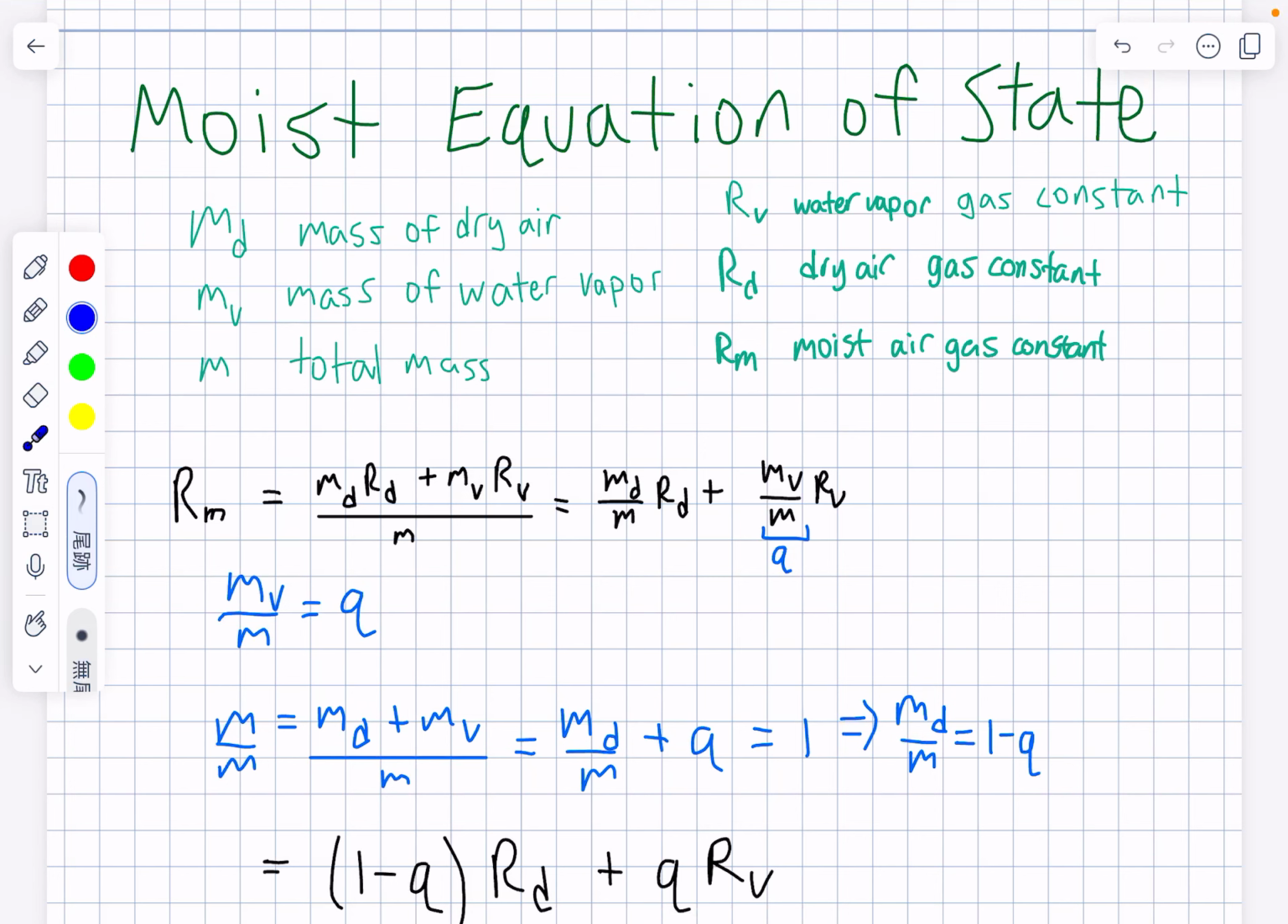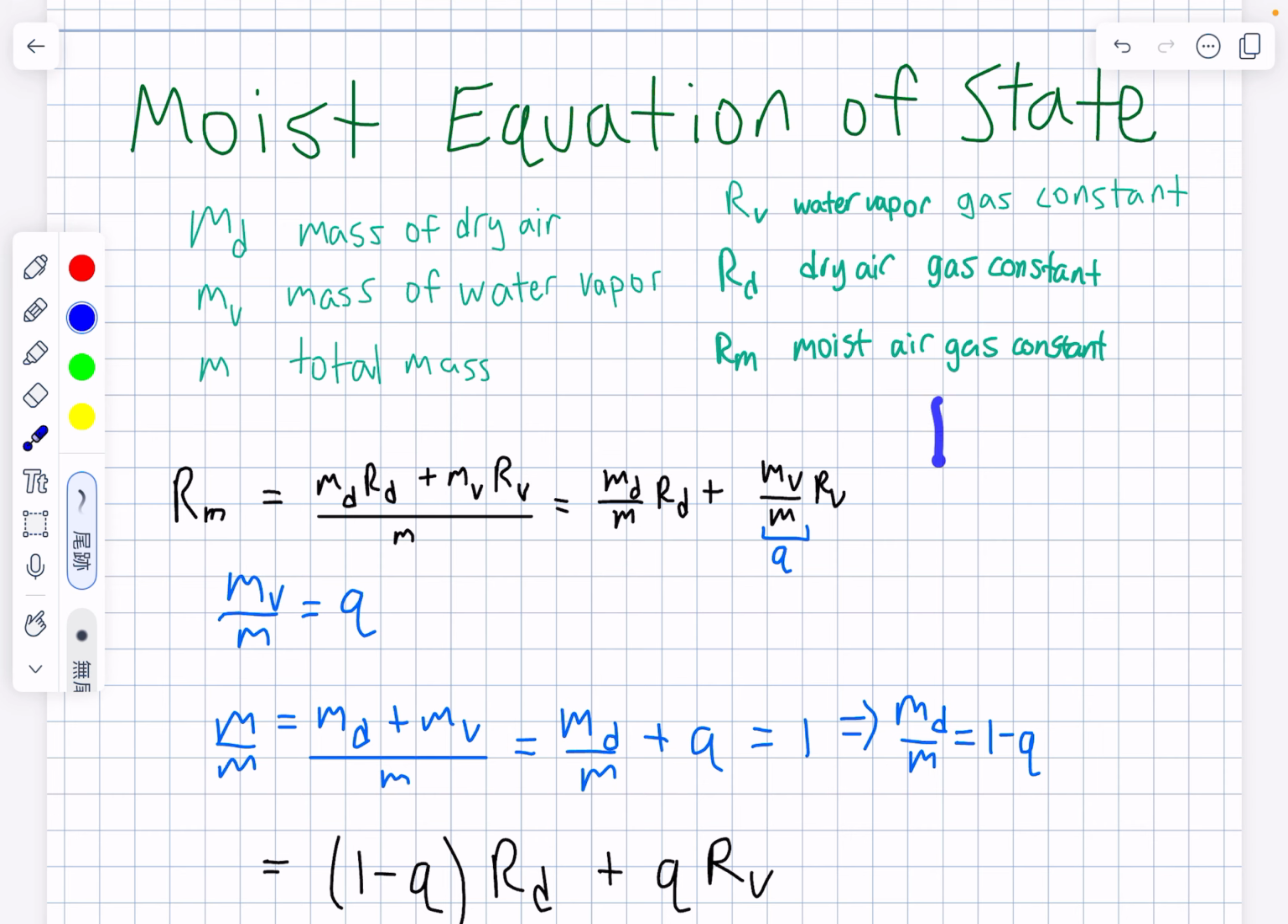Today we'll be discussing the moist equation of state. In a previous video, we discussed the equation of state, which is defined as pressure is equal to density times the dry air gas constant times temperature. However, in reality, air is not just dry air all of the time. Sometimes it can have water vapor, which is the gas form of water, in the gas as well.